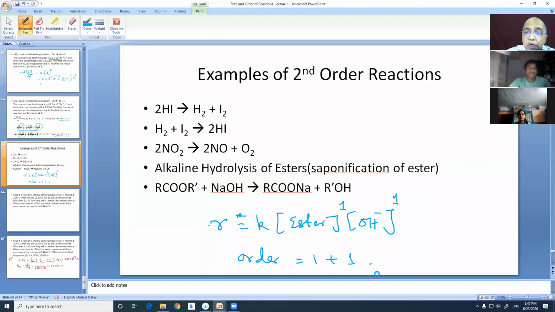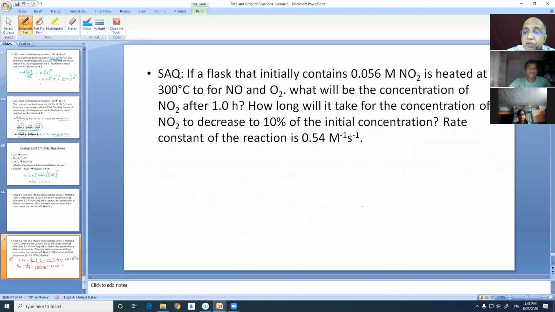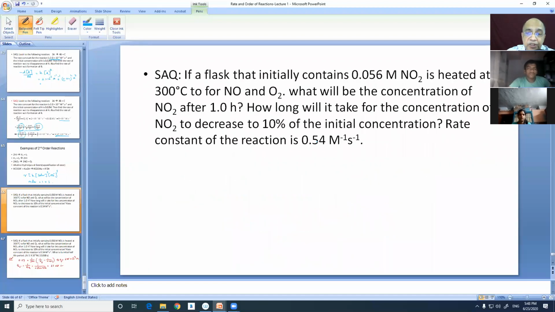And the last question that we'll be doing is this one. It's a very simple one using the integrated law. Doesn't matter. A few of us have left, those who have coaching somewhere else, so they can manage with the recordings.